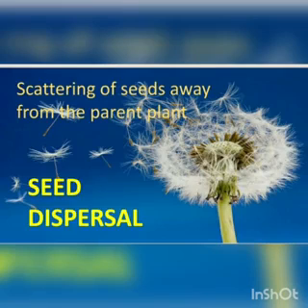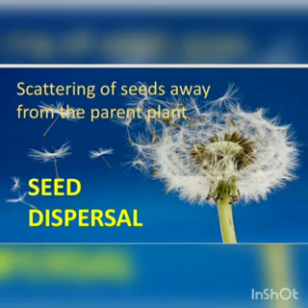Dispersal means scattering or distribution of something. Seed dispersal is the movement or transport of seeds away from the parent plant. As plants cannot walk around and take their seeds to other places, they have developed other methods to disperse their seeds. Plants do it with the help of wind, water, animals, and explosion of fruits.